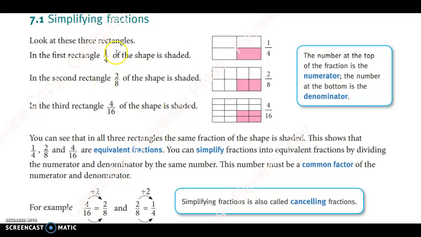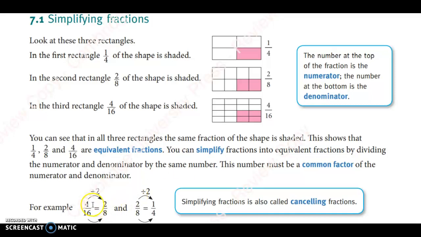Remember, in a fraction, we have three different parts. The first part is the numerator, the number on top. The fraction bar is in the center of the fraction. How about the bottom number? The bottom number we call the denominator. So we can simplify fractions into equivalent fractions by dividing the numerator and denominator by the same number. This number must be a common factor of the numerator and denominator.